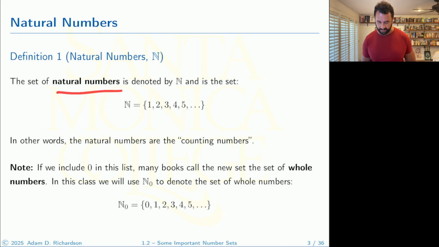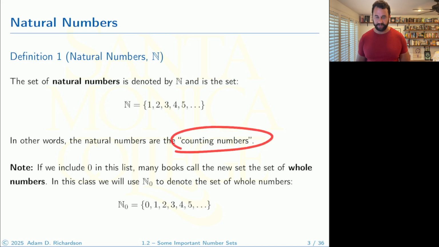So the set of natural numbers is denoted by this fancy N, and it is the set 1, 2, 3, 4, 5, dot, dot, dot. That means it keeps going forever. These are what we call the counting numbers. These are the most natural numbers, the ones you can count on your fingers, right? That's what they are. There's infinitely many of them, but that's how they progress: 1, 2, 3, 4, 5, and beyond.